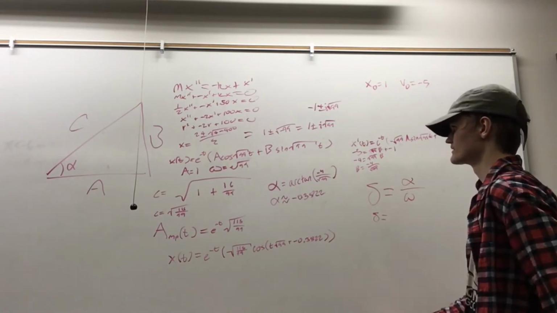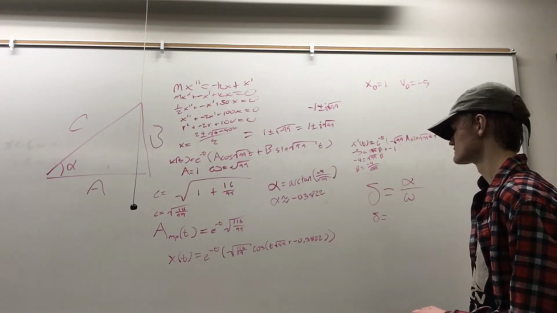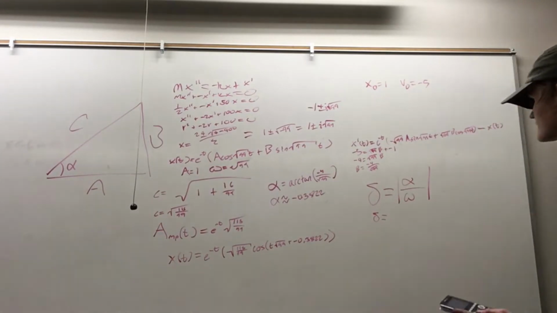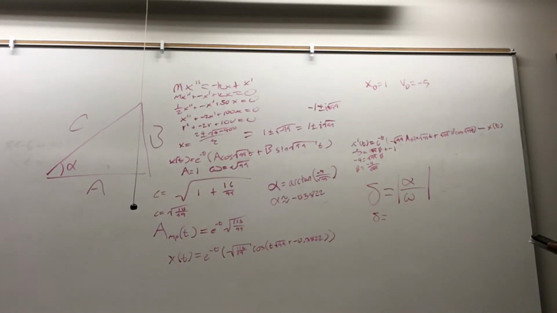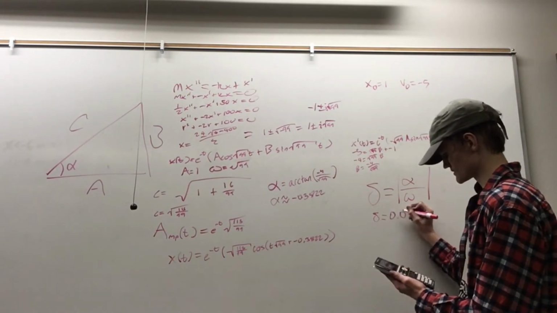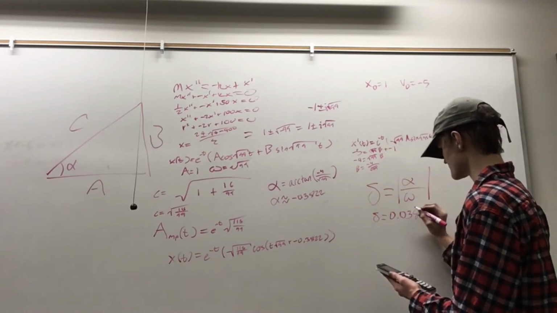is equal to, pull out my calculator, divided by square root 99. 0.038, or yes, 4-ish seconds.